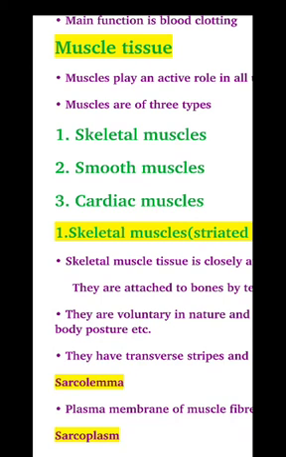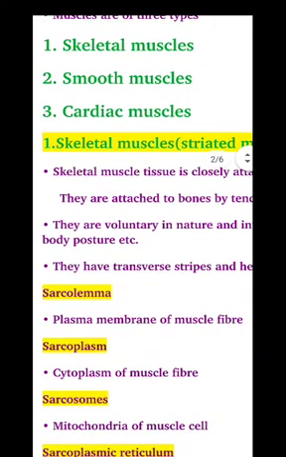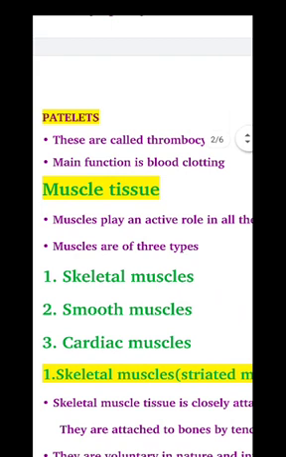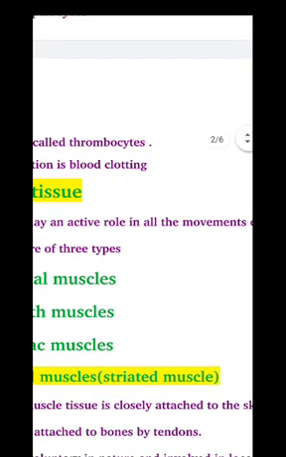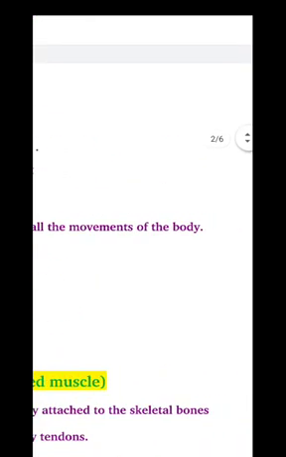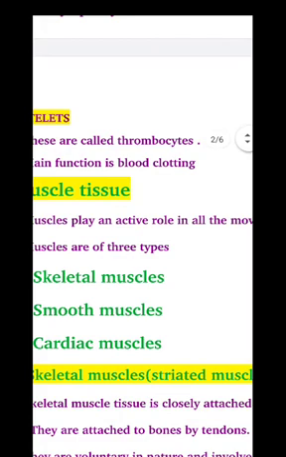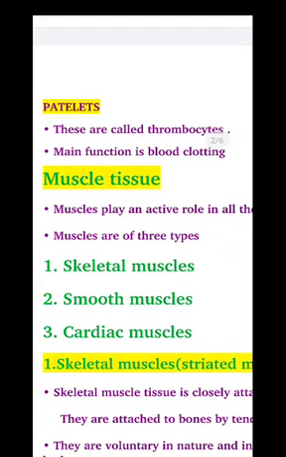Now the third type of tissue is muscle tissue or muscular tissue. One is epithelial tissue, another one is connective tissue, and the third one is muscular tissue. Muscles play an active role in the movements of the body. What is the function of muscle? To help in the body movement.